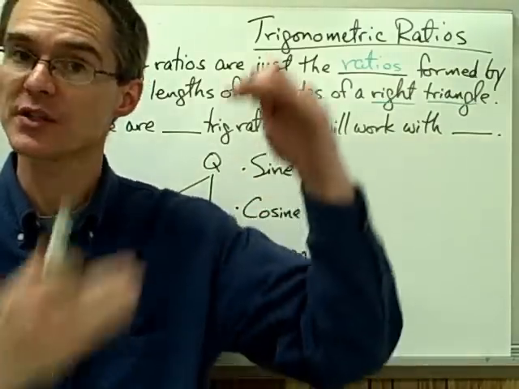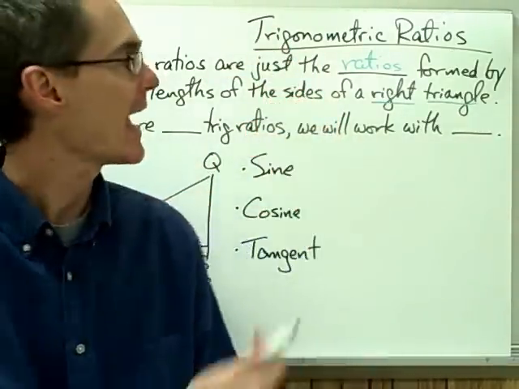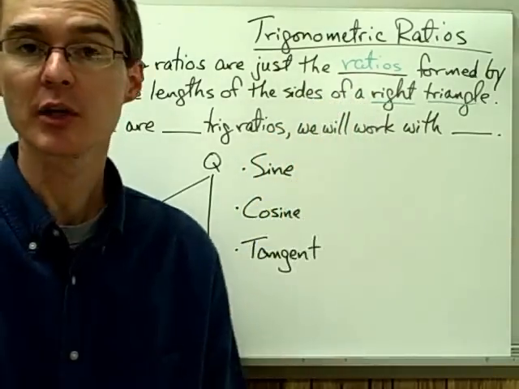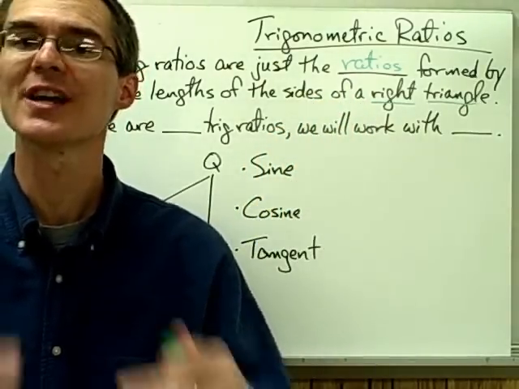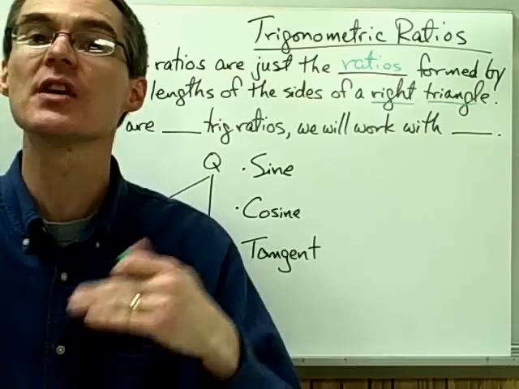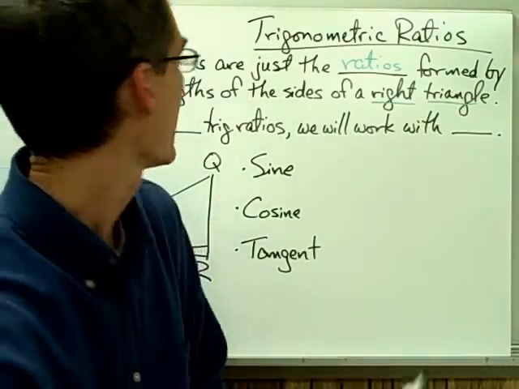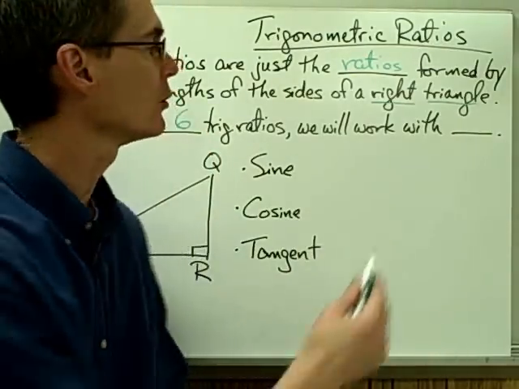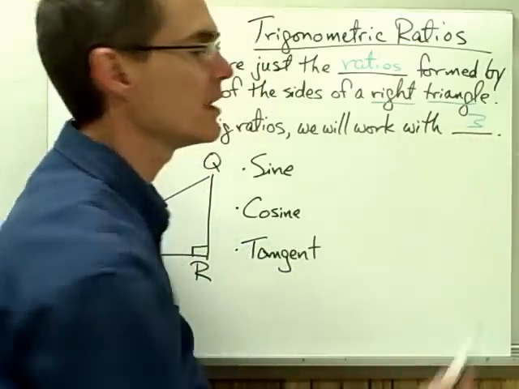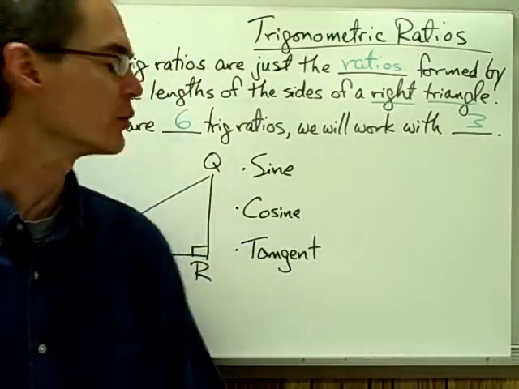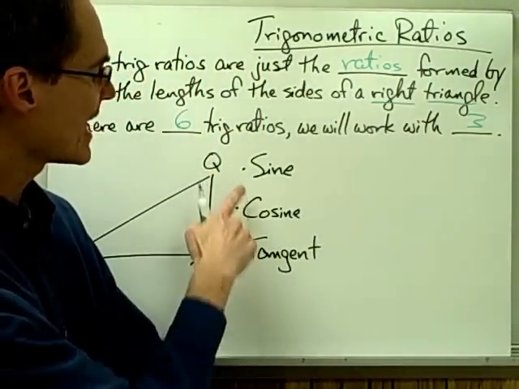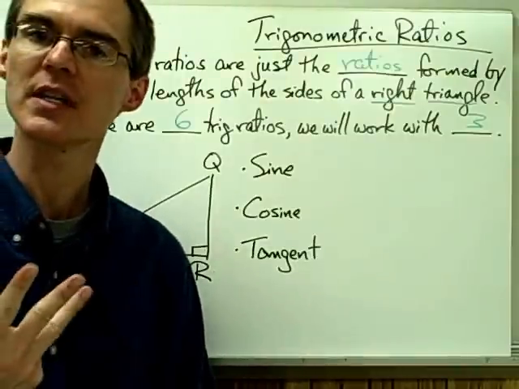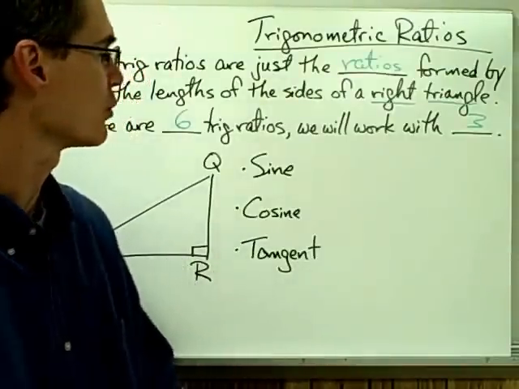Now, we know what a ratio is. It's a comparison of two numbers. And the ratios in particular that we're going to be looking at here, the trig ratios, the two numbers are going to be the lengths of the sides of a right triangle. Now, there are actually six trig ratios. We are only going to work with three, the three most commonly used trig ratios, and those are sine, cosine, and tangent. Those are the names of the three trig ratios we're going to work with.